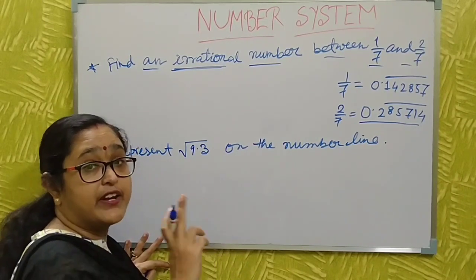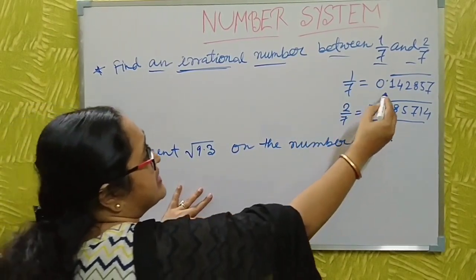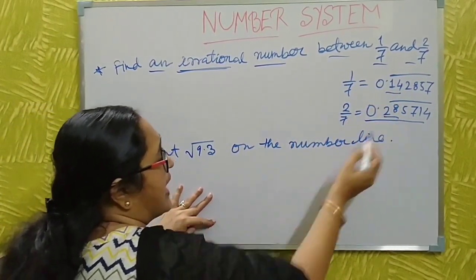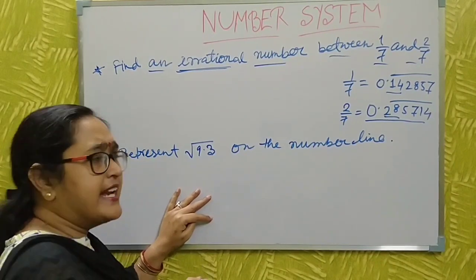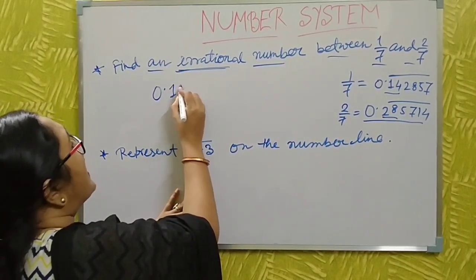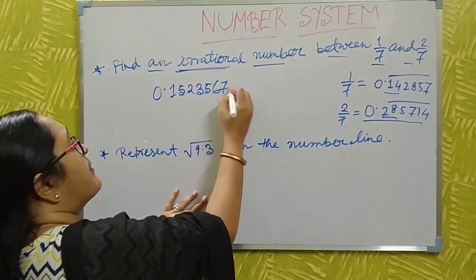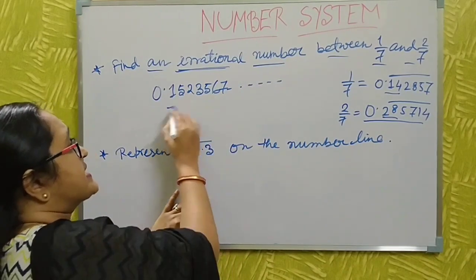Listen very carefully. Now you put in between, here is 0.14 and here is 0.28. Any number you can put. Just put 0.132567. This carries on.